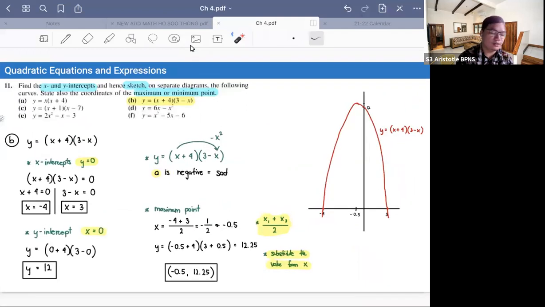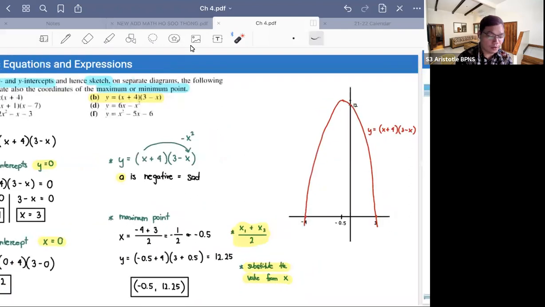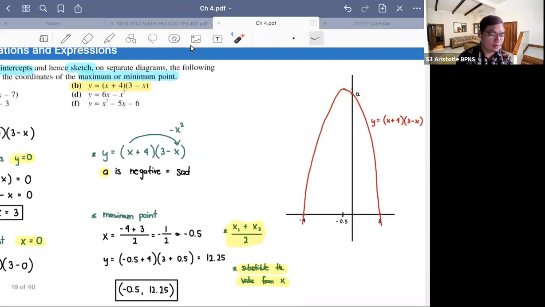So we start with the x-intercepts, negative 4 and then positive 3. The y-intercept is at 12 here. Okay, so 12 over here. And then I know that the graph is sad, so it will look like this. But where is the maximum point? The maximum point is at negative 0.5 and 12.25.